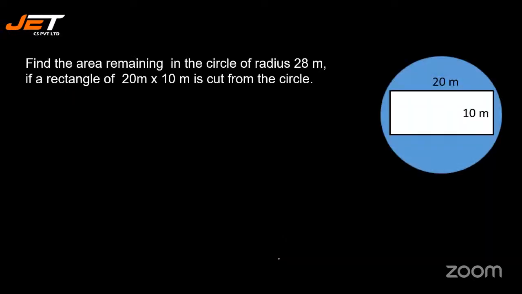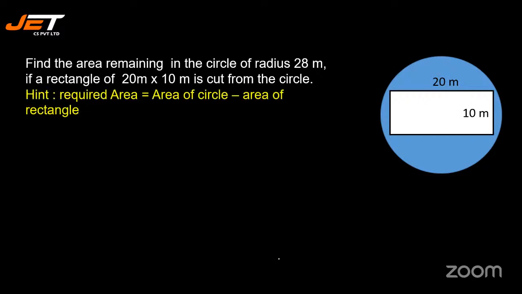Right. So find the area remaining in the circle of radius 28 meter if the rectangle of 20 meter into 10 meter is cut from the circle. So what is the required area? They're asking us to find out the area of the remaining in the circle. So first let us take the area of a circle minus area of the rectangle.